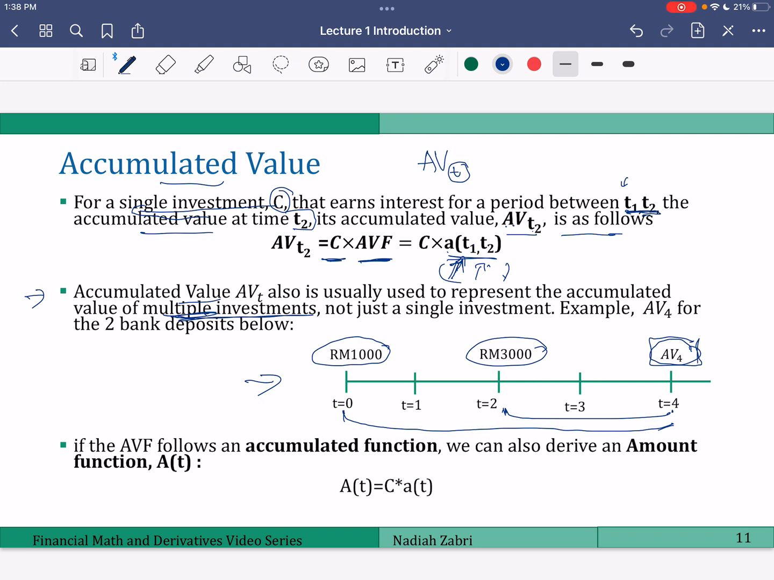Okay, so that is accumulated value. It is calculated either for a single cash flow or multiple cash flows. And then, if our accumulation value factor follows an accumulation function, like just now, if we have a(t), we can also derive the amount function A(t). Technically, the amount function is just your initial investment times your accumulation function.